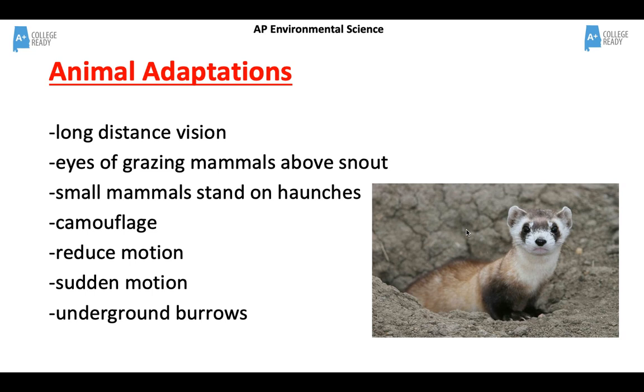Small mammals are generally capable of standing up on their hind legs. So things like weasels or prairie dogs, squirrels, whatever, they can stand up on their hind legs. Again, it's to make sure that they can look out for predators as needed.